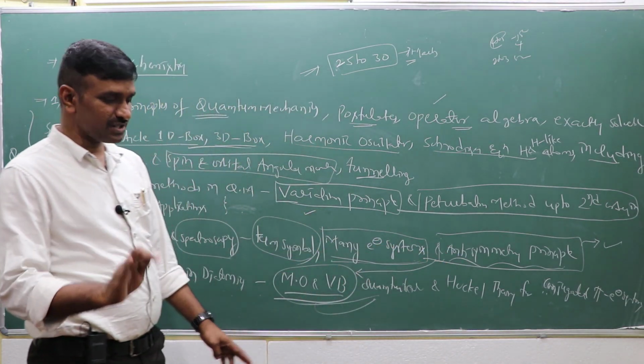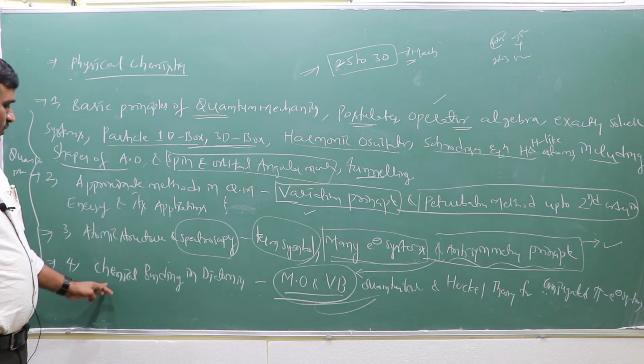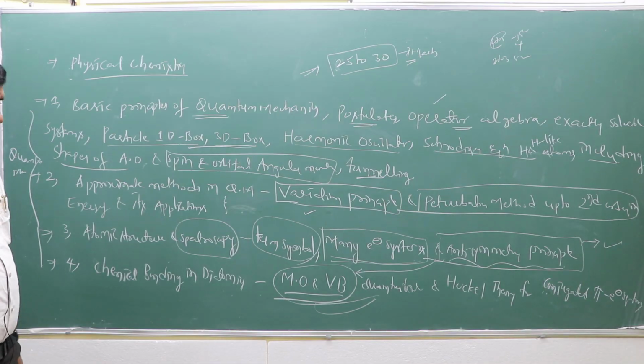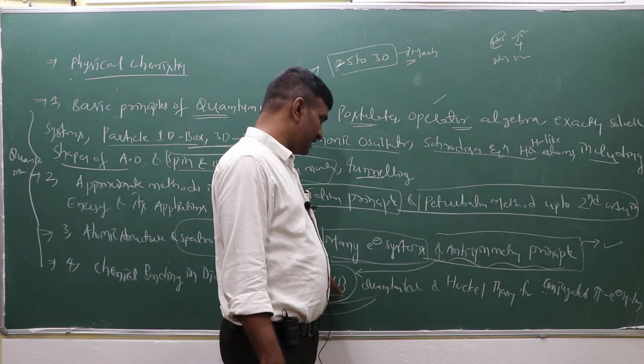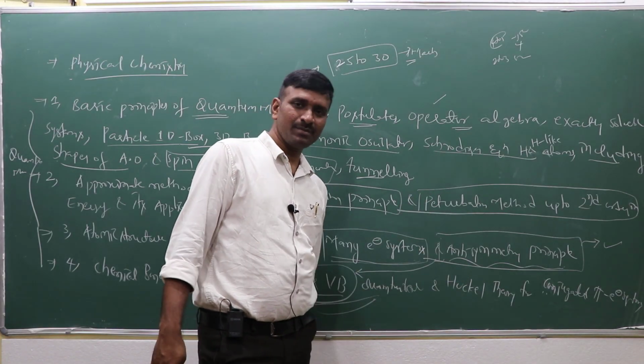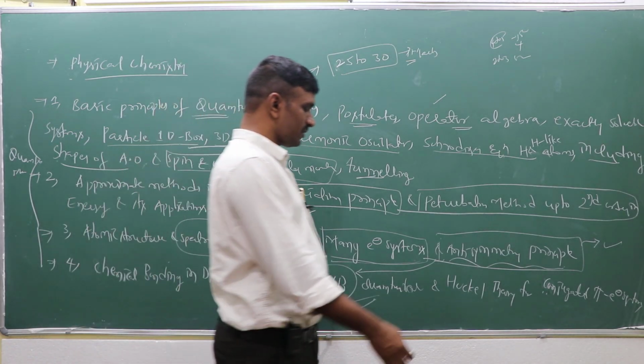Every time there is an examination point, almost every time, a question is there in the 4th unit, chemical bonding in diatomic molecules. So you may expect a question from molecular orbital theory and valence bond theory, related to the antisymmetry principle. Almost every time there is a question.